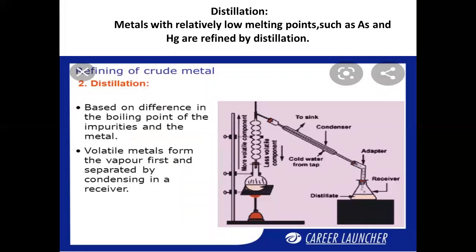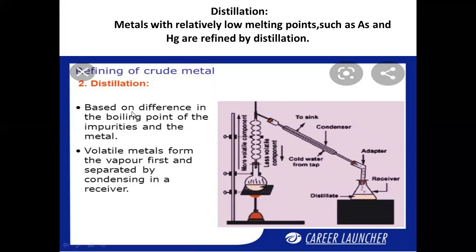Then one more method for refining is distillation. Metals with relatively low melting points, such as arsenic and mercury, are refined by distillation. Distillation, you know, is a very simple process based on the difference in the boiling points of the impurities and the metal. On the basis of the differences, the metal will be left behind, and the impurities which have a low boiling point will convert into vapor, and then we can condense them back into the receiver flask, depending upon the boiling points of the metal and the impurities.